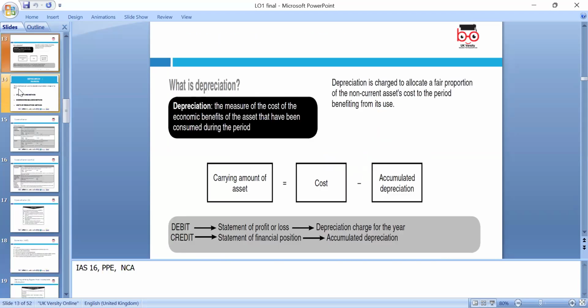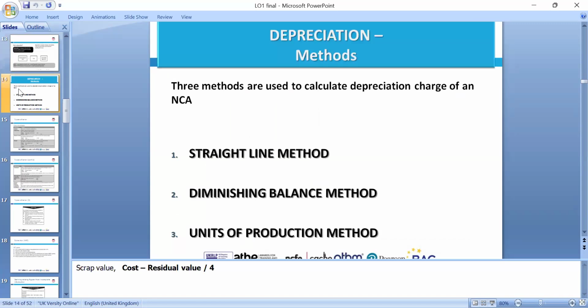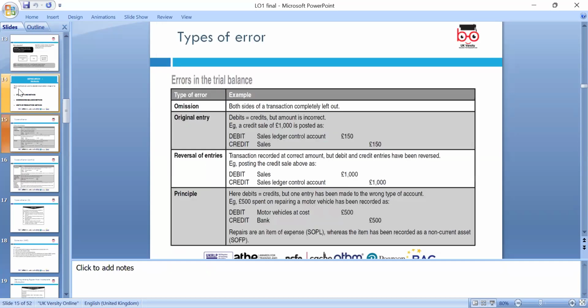The true and fair information. Depreciation is an expense, and we need the carrying amount and the cost, whichever the depreciation method. So please debit and credit, and we have to make the adjustment in the financial statement accordingly. There are different depreciation methods which we can use: the straight line, diminishing balance, and unit production method. So please, the types of errors which we need to adjust.